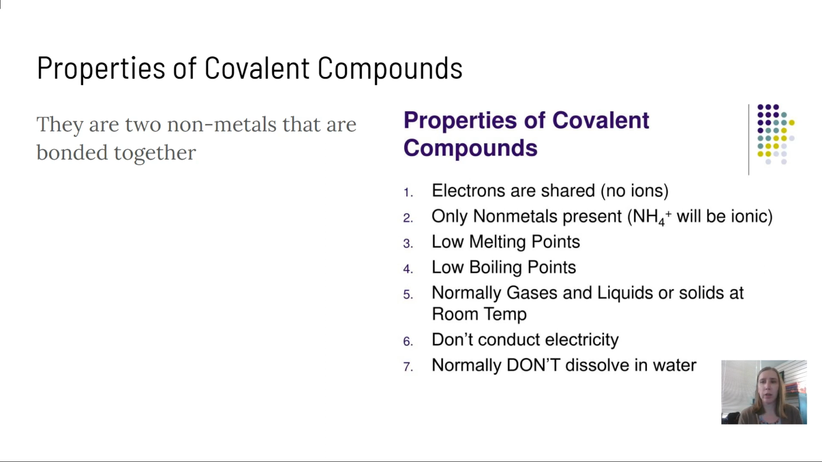NH4 plus, ammonium, is an example of a polyatomic ion because it's made of more than one element. But if it bonded with a metal, it would become an ionic compound. Okay, so other properties.